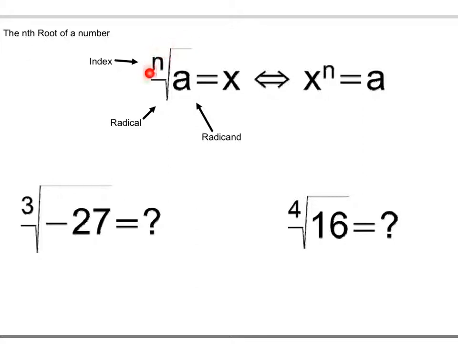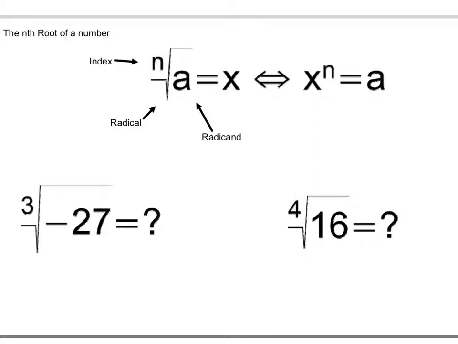Now, this expression will equal a certain number, and that number is going to be found by figuring out what number times itself n times will give us the value of a. So that's why I've shown the connection to the exponential expression here. x times itself n times equals a. That's what x to the nth means. And so we can see this in practice.